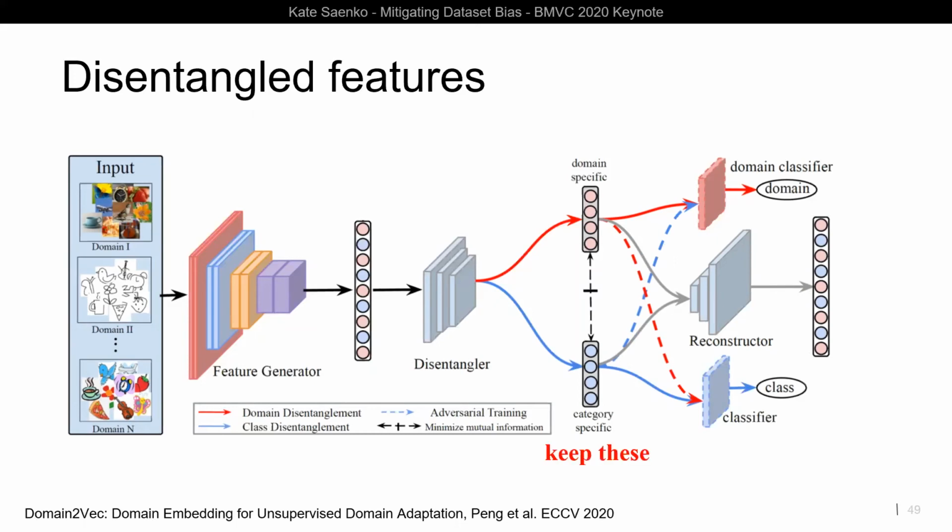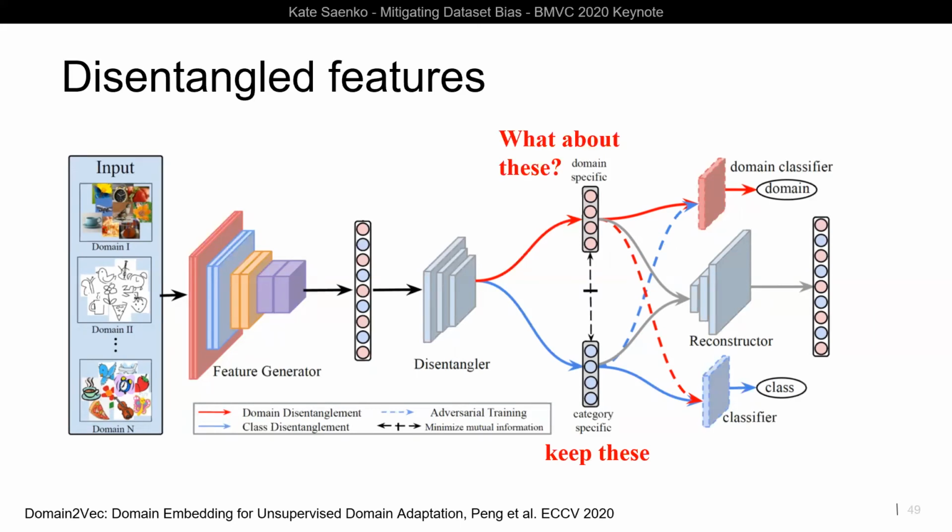Okay, so as I said before, to do classification in a domain invariant fashion, we would keep these category-specific features. But you might be wondering, well, what about these domain-specific features? Are they good for anything? Can we use them for anything? Or do we just throw them away? Well, it turns out that we can use them for something.